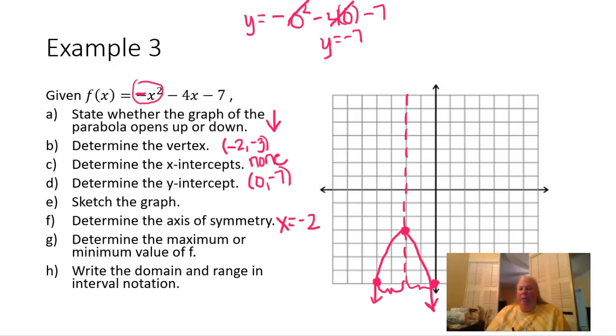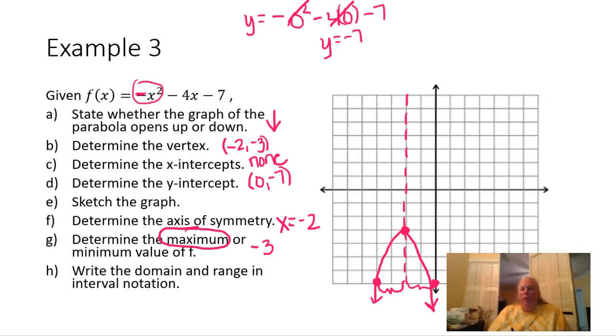Part G, determine the maximum or the minimum. This graph is going to have a maximum, and I know that because the graph opens down. Here's my vertex. There is no graph up above it. The maximum value occurs at the y-coordinate of this point, and that's going to be -3.